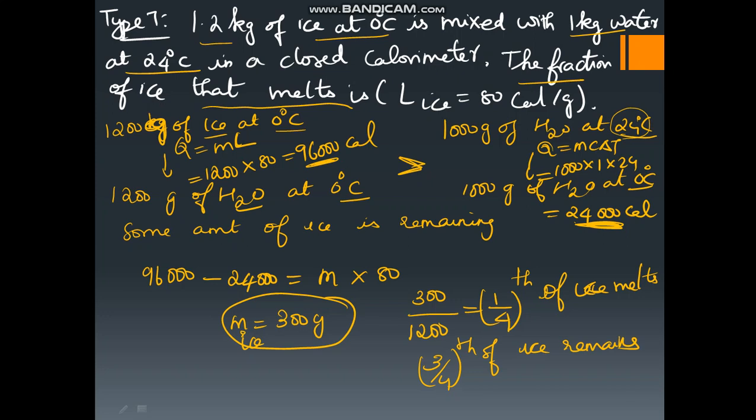If the question is asked like this, you subtract both the calories, and that is equal to mass into latent heat of ice. So the mass of ice that melts you can find in this way. So 300 gram of ice is melted. They have asked the fraction of ice, so 300 divided by 1200, that is 1/4 of the ice melts and 3/4 of the ice remains.